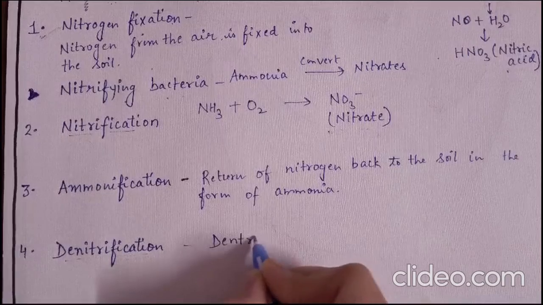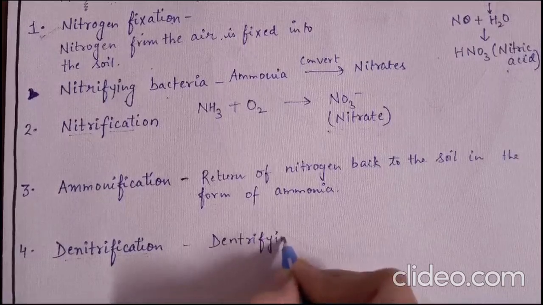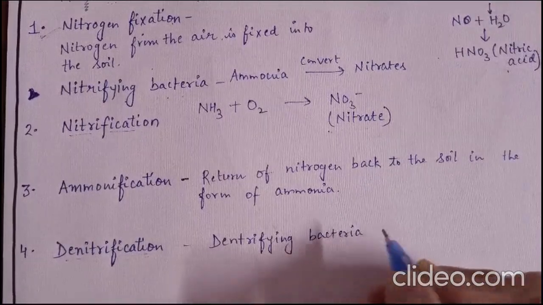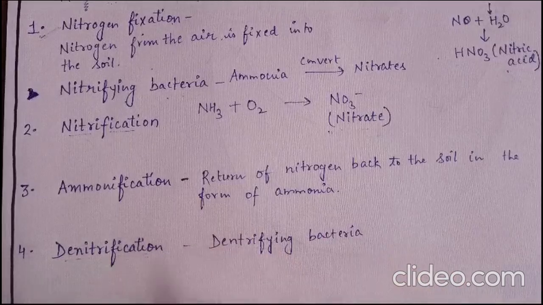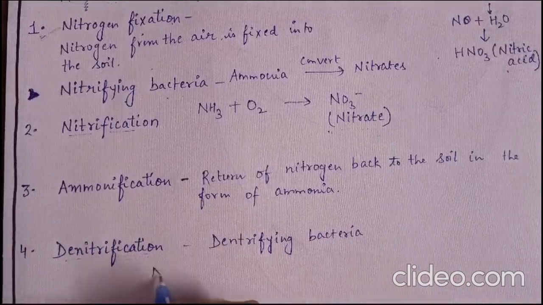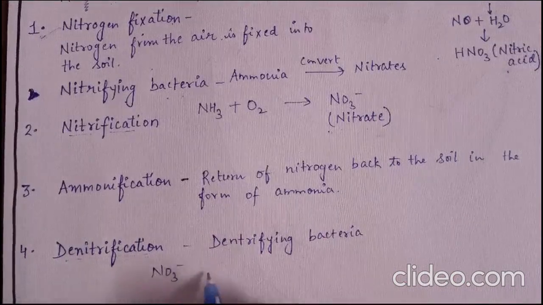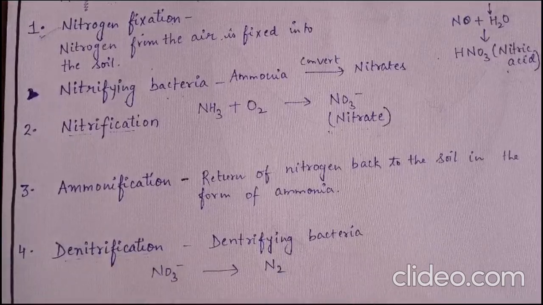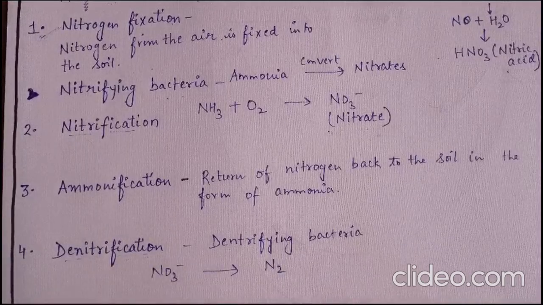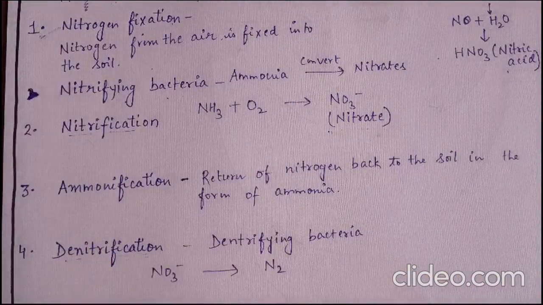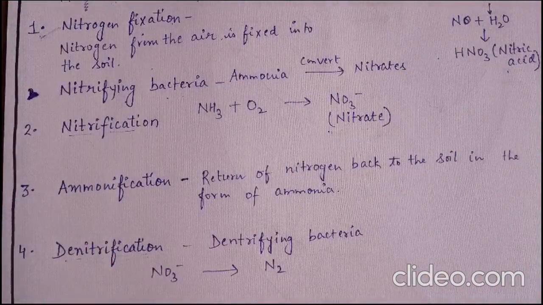So again we have a bacteria which is known as denitrifying bacteria. These are special bacteria, all right, and we call them denitrifying bacteria. What do they do? They return the nitrogen back into the air in the same form, that is N2. All right, so they convert nitrates into the atmospheric nitrogen. All right, is that clear? So now the whole nitrogen cycle is completed.